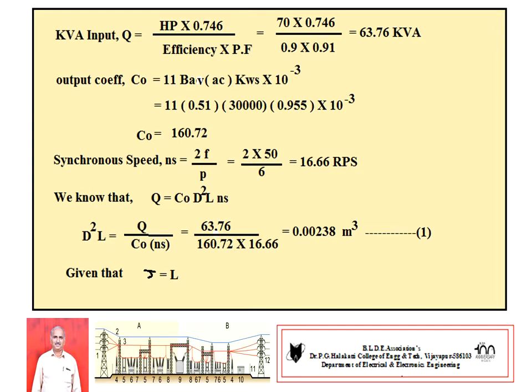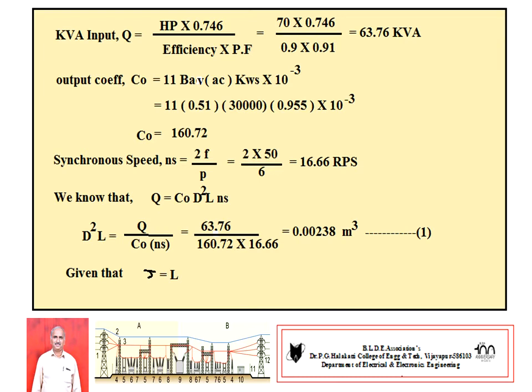After that go for the output coefficient C0. C0 equals 11 times B average AC into kWs into 10 to the power of minus 3. kWs is the stator winding factor. If this value is not available, then you can assume a suitable value. Substituting the values, C0 is around 160.72. Next, calculate the synchronous speed: ns equals 2 times f divided by p. Substituting the values, this is around 16.6 revolutions per second.